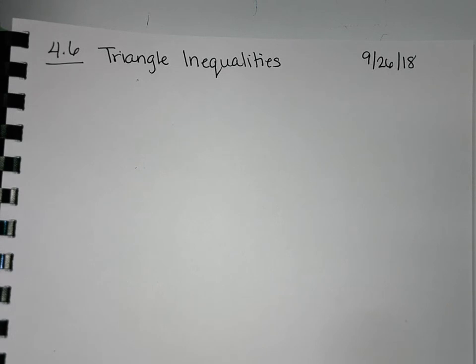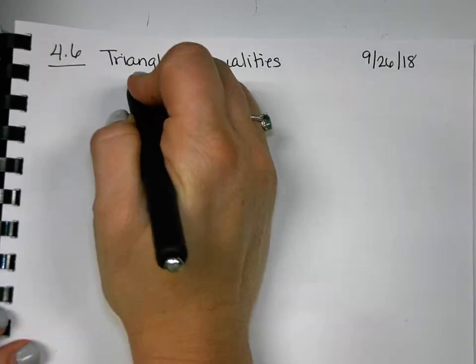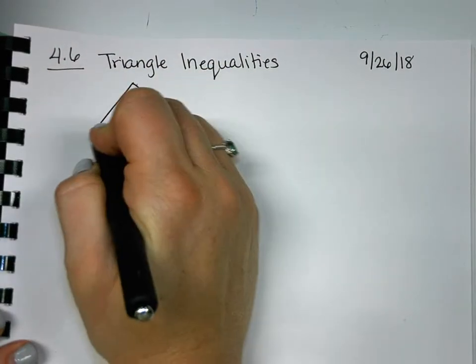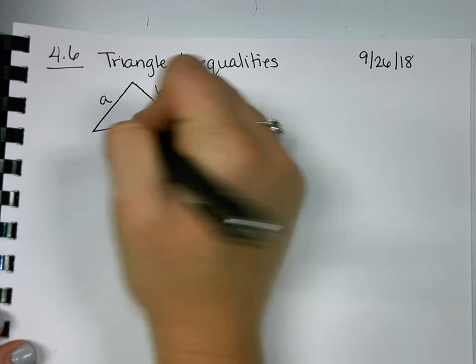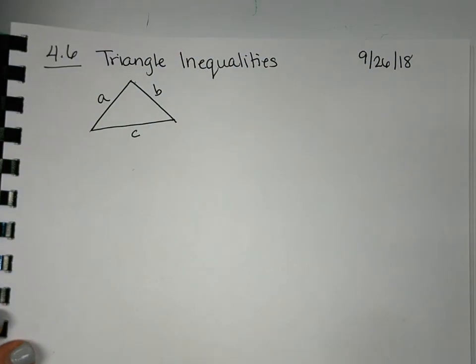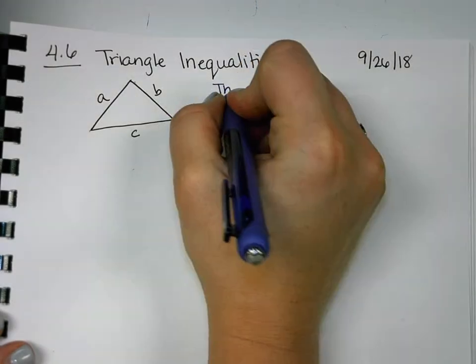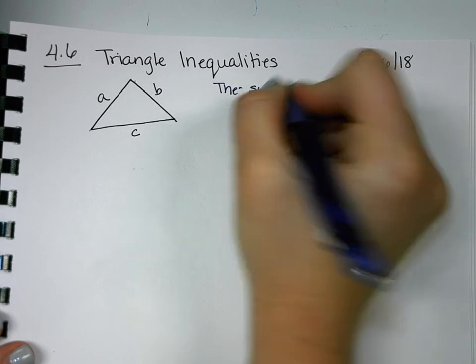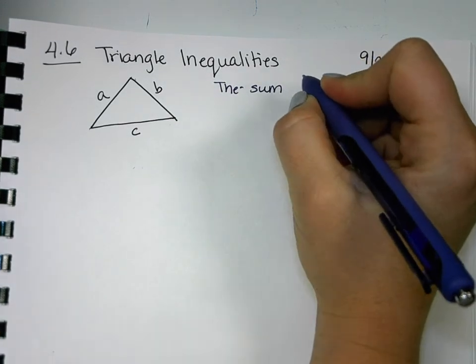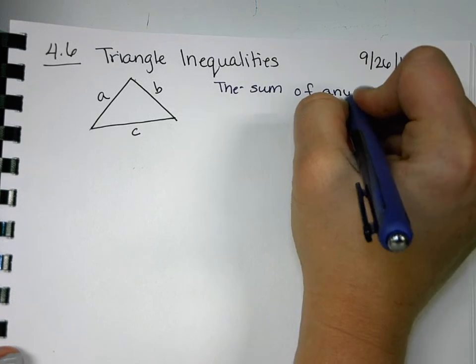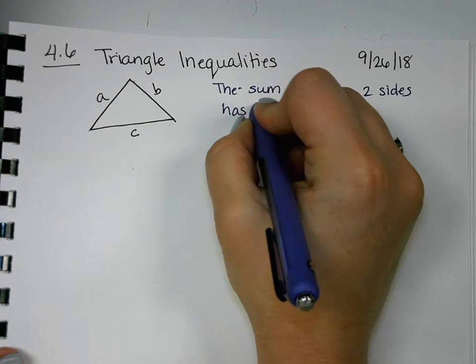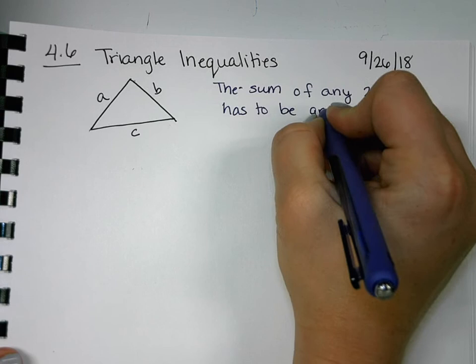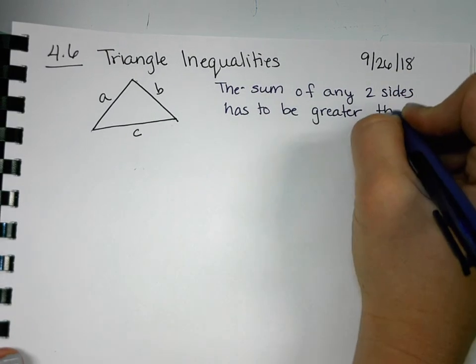So first we have something called the triangle inequality theorem. And so what the triangle inequality theorem says, I'm going to call the sides A, B, and C. The triangle inequality theorem says the sum of any two sides has to be greater than the third.